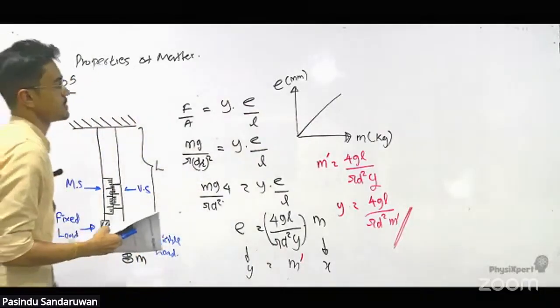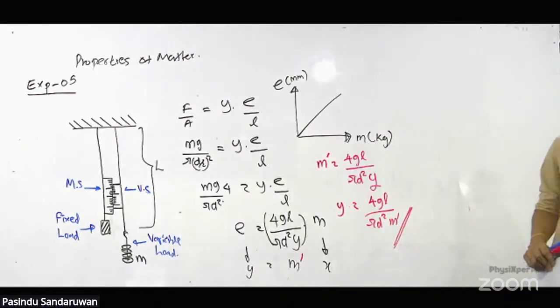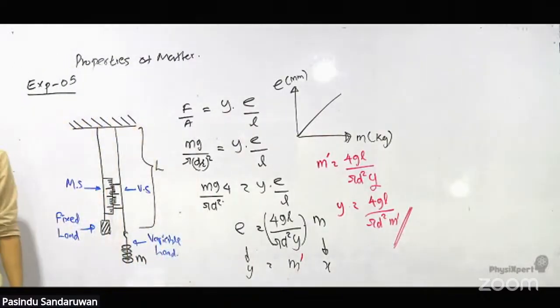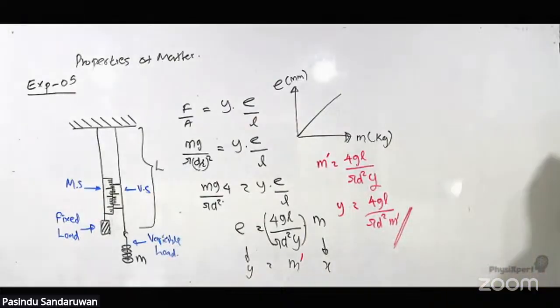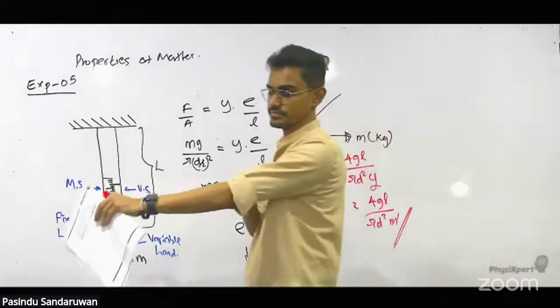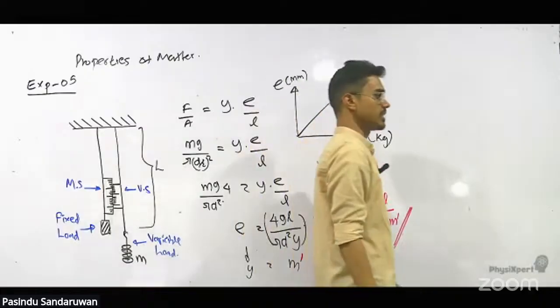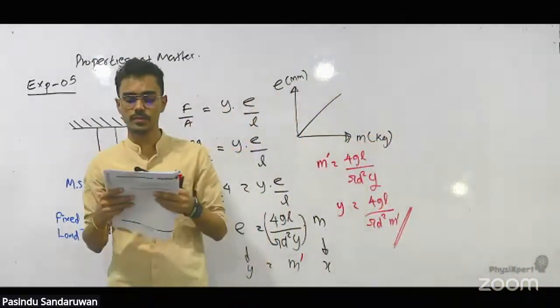First, mention the materials. Two uniform steel wires, within brackets, about 3 to 4 meters long, with a diameter of about 0.5 millimeters.